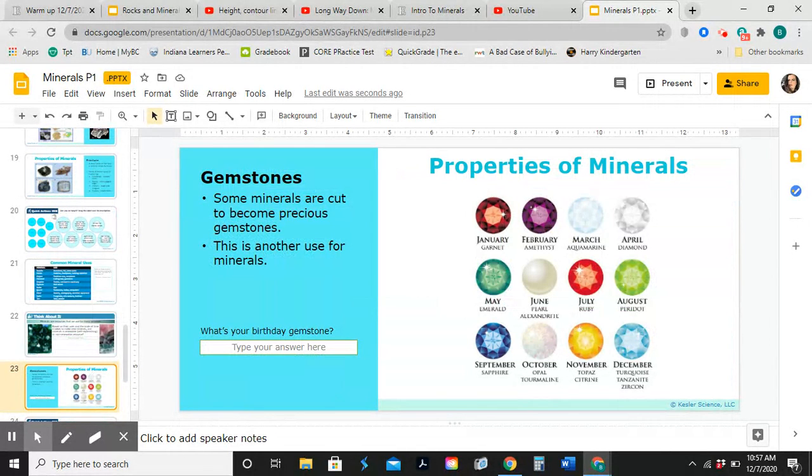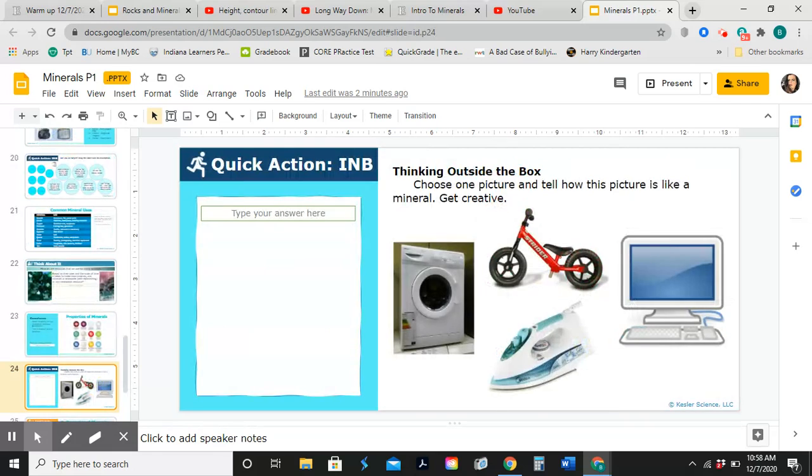What is your birthday gemstone? Mine would be ruby because I was born in July. My son's would be aquamarine because he was born in March, my youngest son at least. And then my oldest daughter would be December. My husband and my oldest son's birthday is in October, so it would be opal. I'm sure you get the drift by now. So tell me, what is your mineral? Some minerals are cut to become precious gemstones. This is another use for minerals. So what's your birthday gemstone?